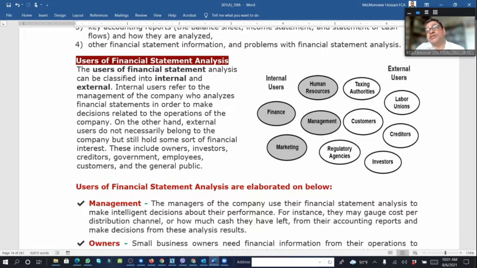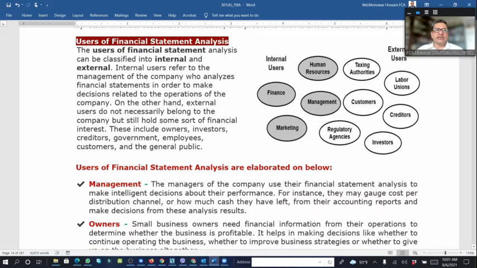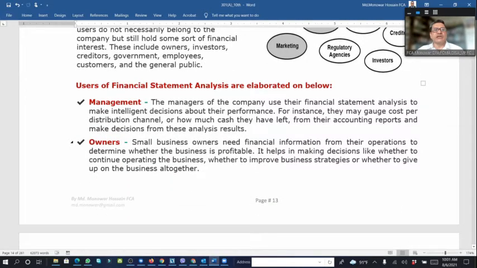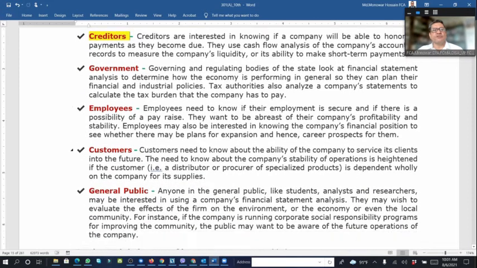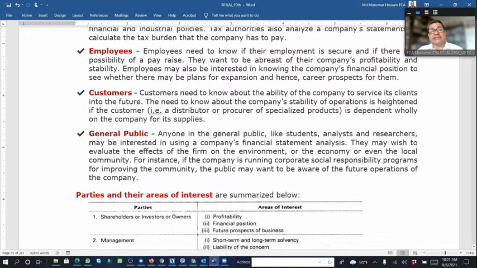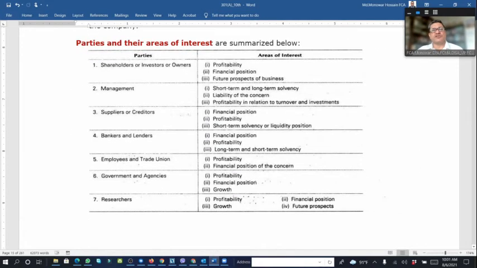So if we see here, there are different types of users of financial statements. Management uses them, owners use them, investors use them, creditors also use financial statements, as do government, employees, customers, and the general public. So why do they use it? The area of interest is seen here.